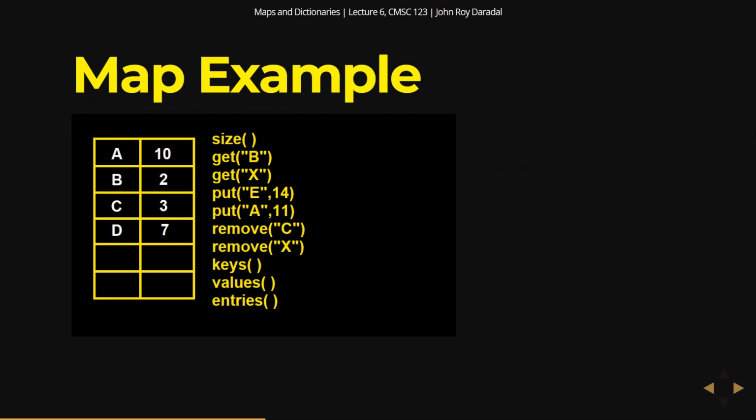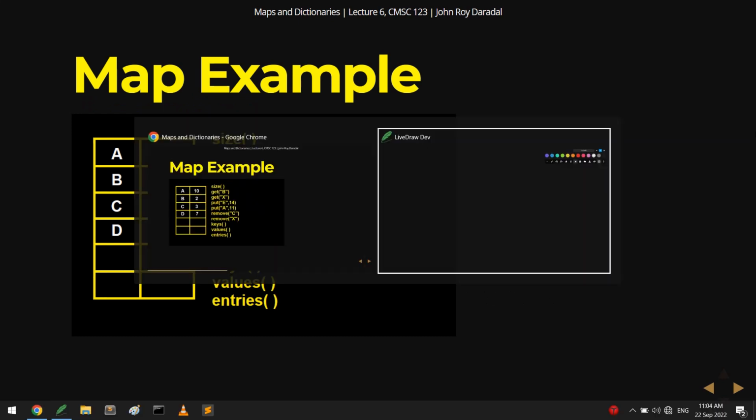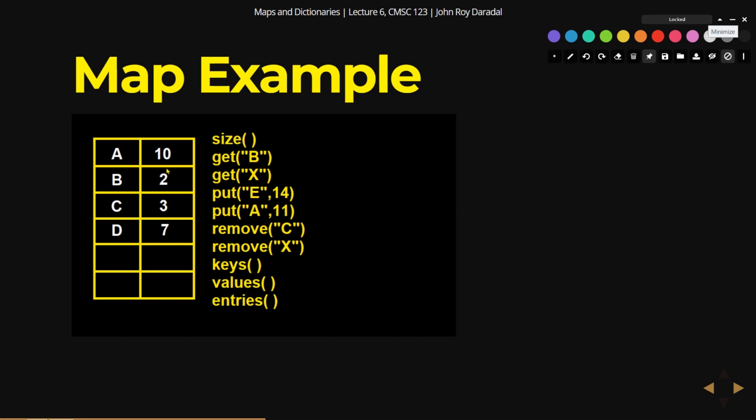So let's go through an example. So we have a map here with 4 entries. So the entries are A10, B2, C3, D7.